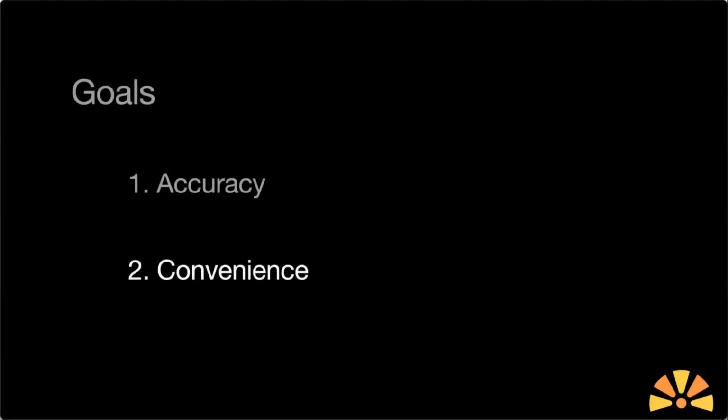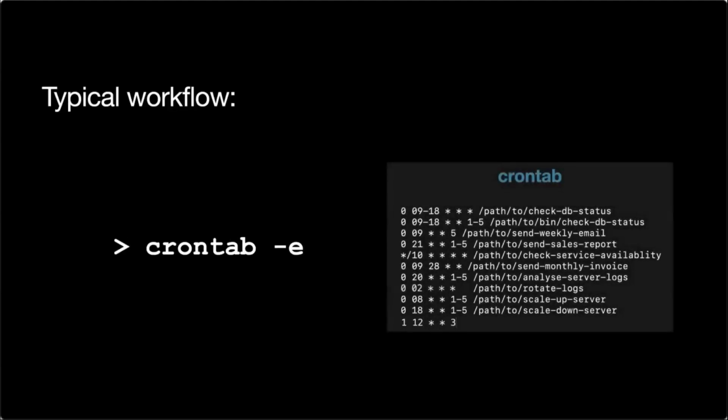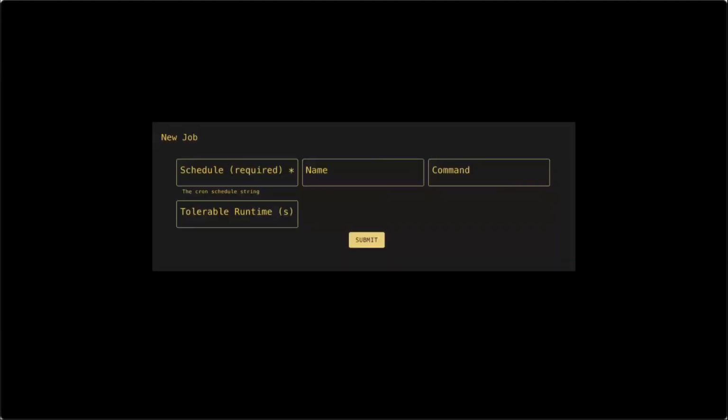The second purpose for job management is convenience. Users can perform all cron-related tasks from the UI. So the typical workflow for adding a new job requires the user to enter a command into the CLI and then edit the cron tab directly. This is transformed to filling out a form in the UI.